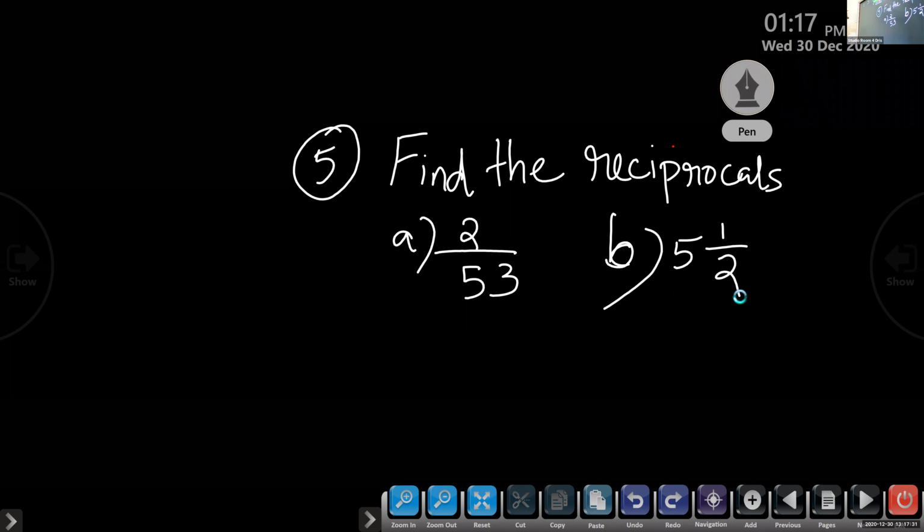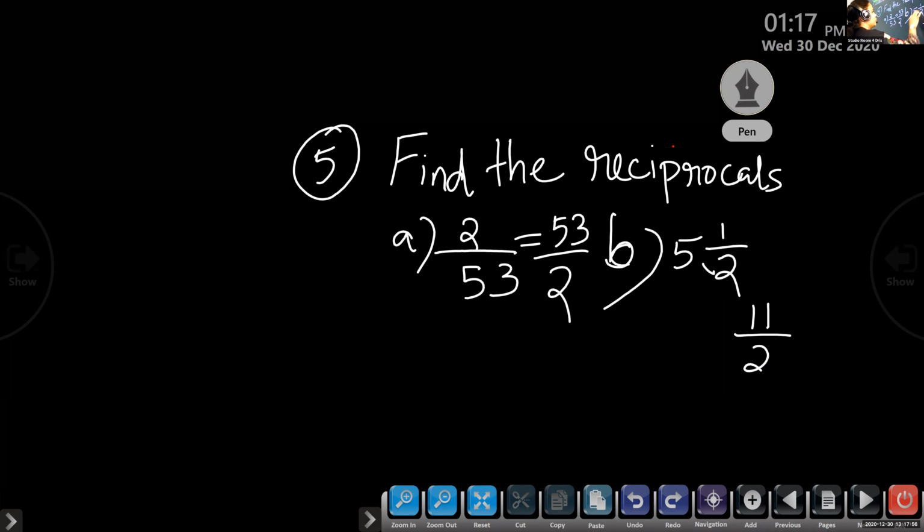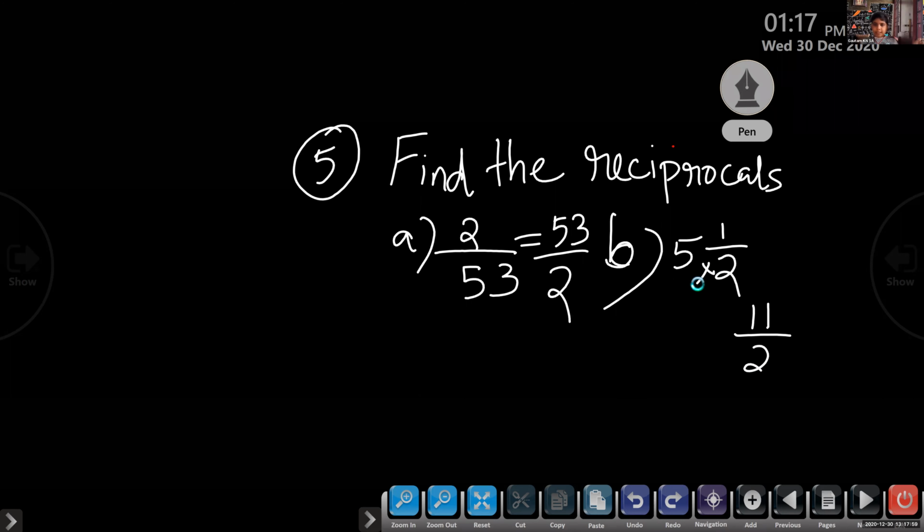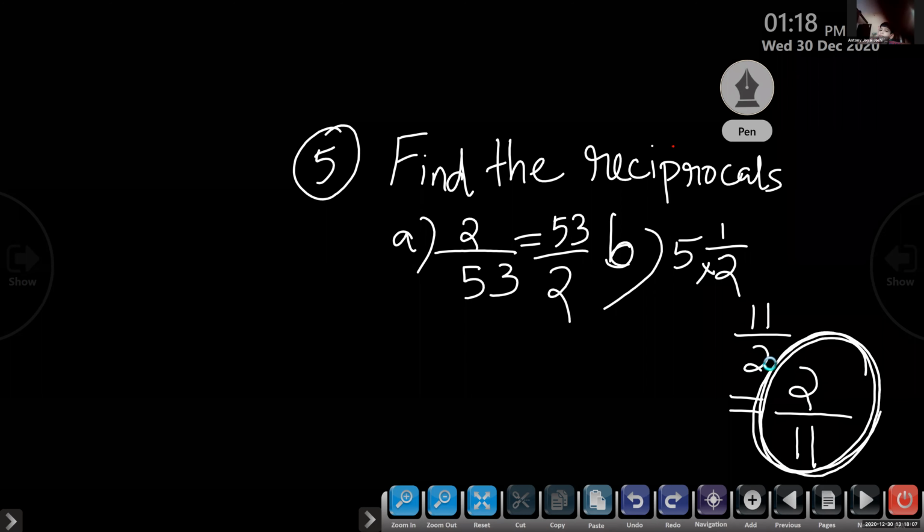Okay, so what's the answer? Isha, can you tell the answer? Question number A, very easy. What's the reciprocal? 53 by 2. Madhav, can you say the answer of question number B? First convert into improper fraction. 5 twos are 10 plus 1, 11 by 2. The reciprocal of 5 and 1 by 2 is 2 by 11. 2 by 11 is the answer.